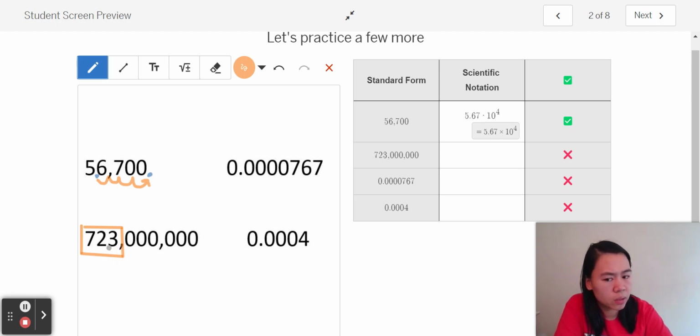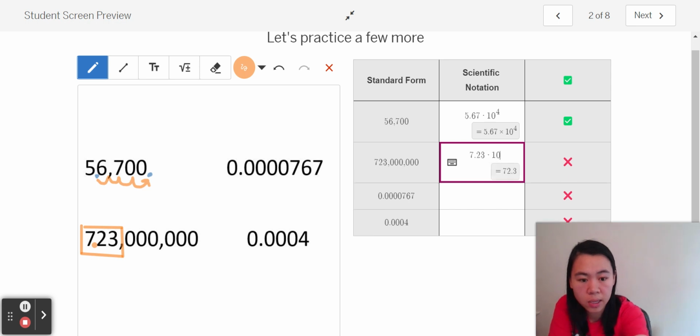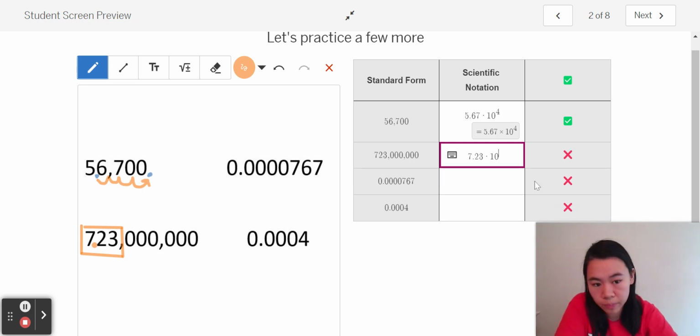723, 72, 7.23. So that's where I want to put my decimal place. My base is 7.23. I'm going to go ahead and click Shift 8, or you can use the keyboard, Shift 8 to get the multiplication, times 10, and then Shift 6, this button. Shift 6, and you can see it goes up to the exponent.